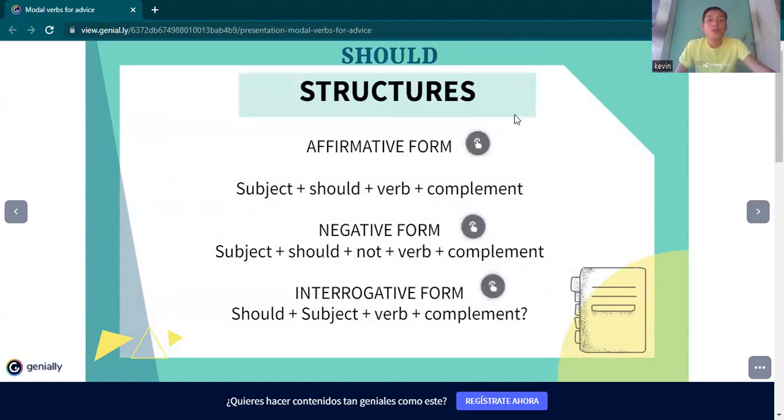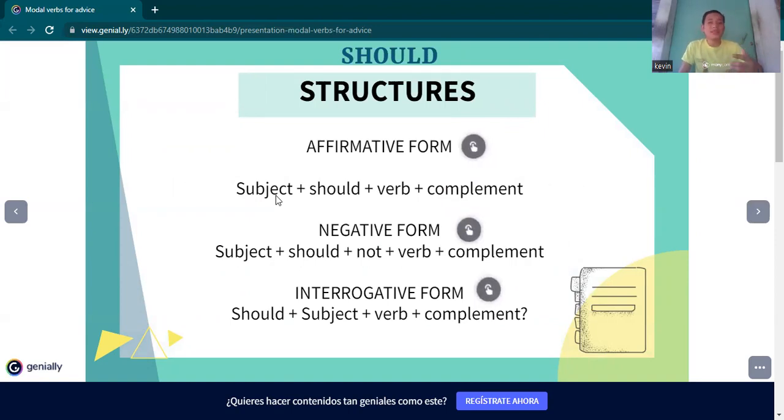But first, let's take a look at the structures. So you can see here that we have the affirmative form, we have the negative form, and we have the interrogative form. So for example, in the affirmative form, we have the subject. Remember that the subject could be I, you, he, she, it, we, they. Should, which is the modal verb, then we have the verb. The verb has to be in the base form. Then we have the complement.